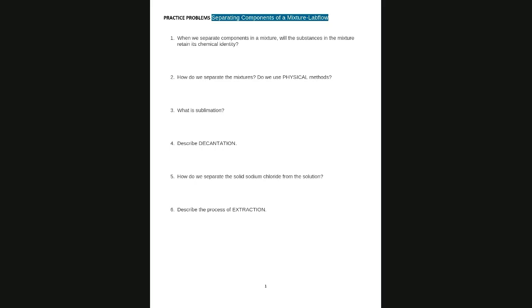What is sublimation? Who can explain what sublimation is? Change of solid to gas without going through the liquid state. Exactly. Very good. It's a phase change, exactly as you said. We don't see the liquid, just directly from solid to gas. Very good. Let's look at number 4.